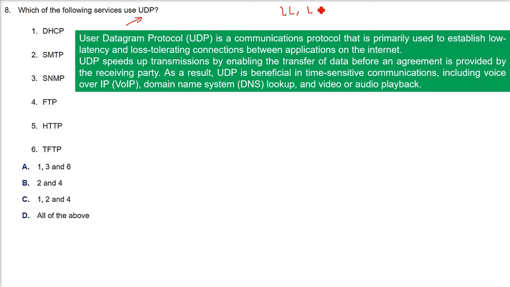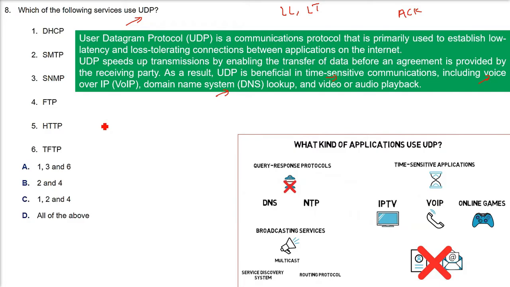So we are talking about some pixels or some packets. It's okay if we lose them, but we want faster communication. UDP speeds up the transmission by enabling the transfer of data before an agreement is provided by the receiving party. That is why UDP is beneficial in time-sensitive communications, including voice over IP, VoIP, domain name system lookup, and video and audio playback, as I was suggesting. So let us see the answer here. The answer is A.